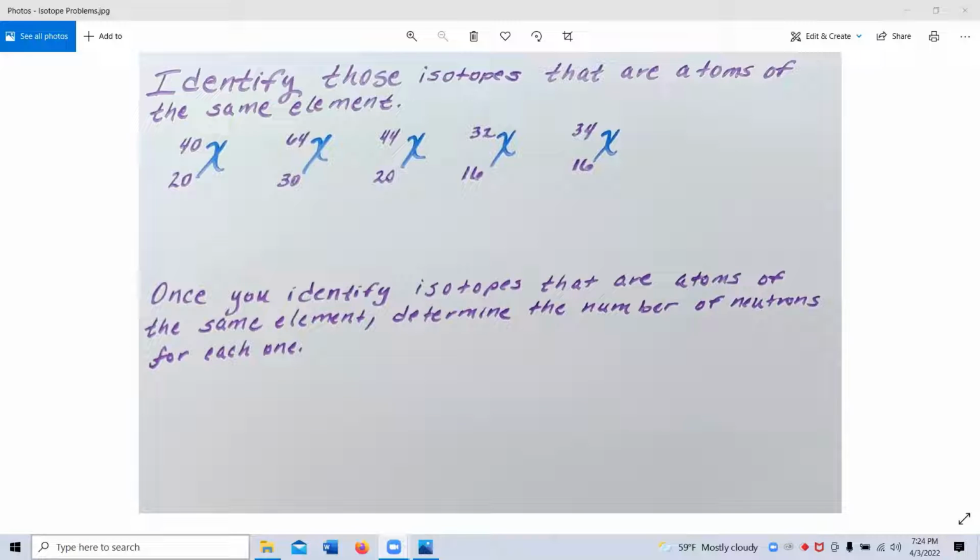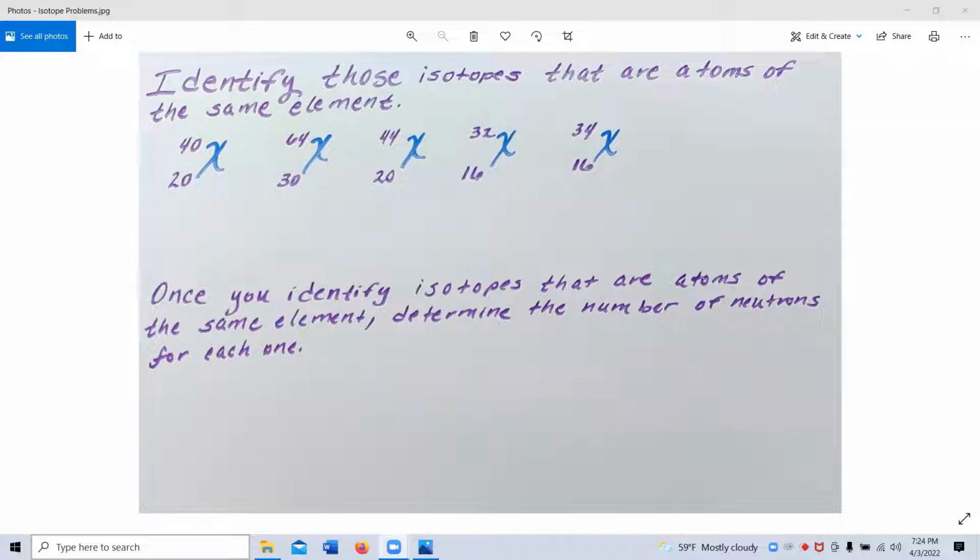Let's talk more about isotopes. If you remember in a prior video, isotopes are atoms of the same element with the same number of protons, but different number of neutrons. So in this problem, you need to identify those isotopes that are atoms of the same element.